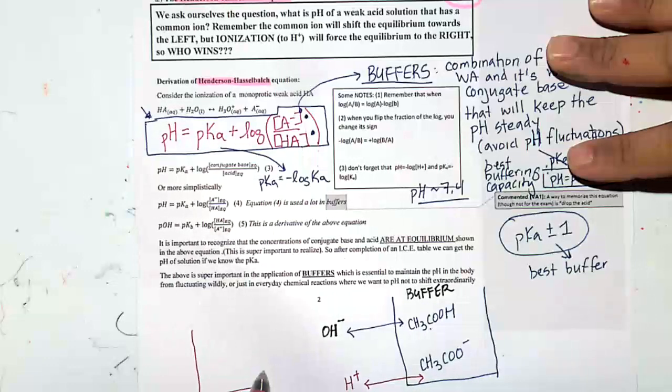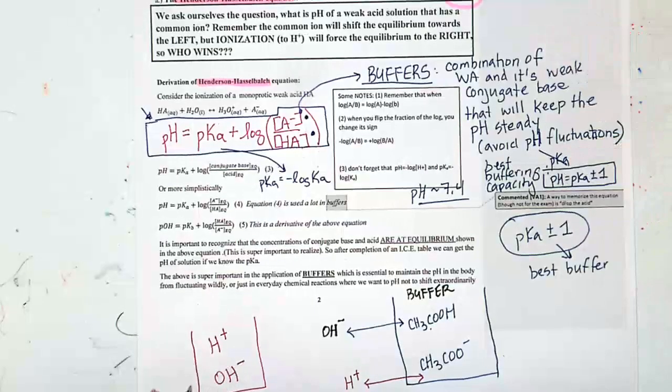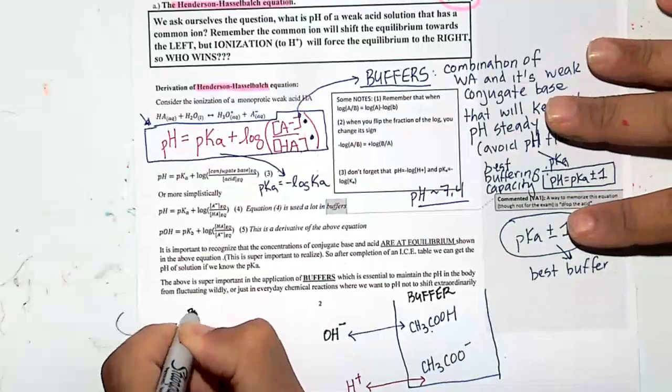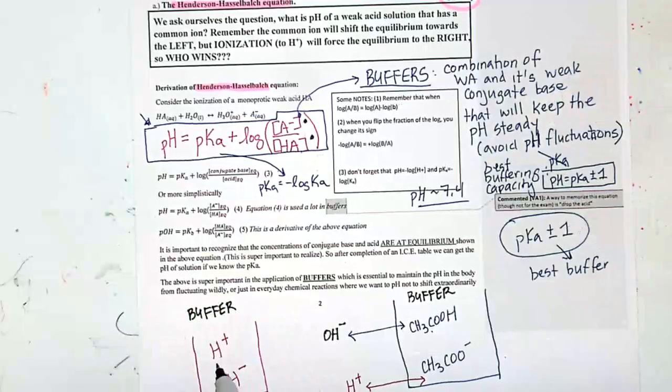Can a buffer have H plus, strong acid, or OH minus in there? Very good, no. Why is that, Sam? Do you want to guess? It's going to dissociate all the way. Right, unique to be a buffer. Because strong acids, what do strong things do? They eat everything up.